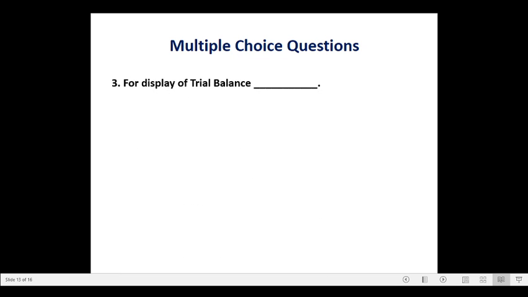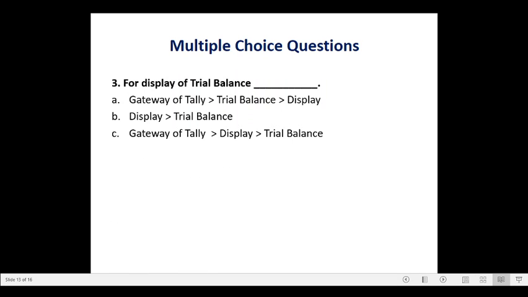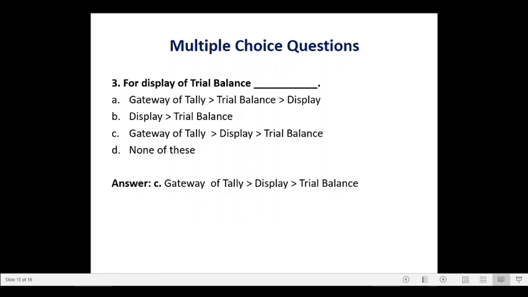For display of trial balance, let's see the path. Option A, Gateway of Tally, trial balance, display. Option B, display trial balance. Option C, Gateway of Tally, display trial balance. Option D, none of these. Yes, the answer is C. First we have to go to the Gateway of Tally, select the submenu display and select trial balance to view the trial balance.